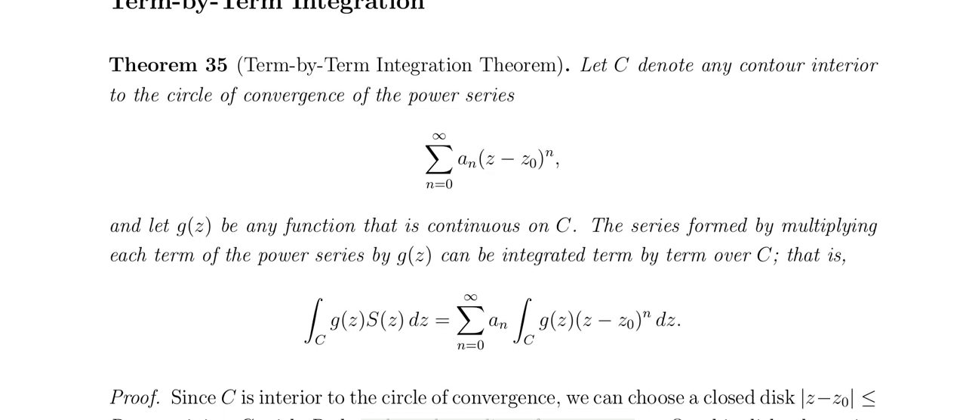So this is the term by term integration. Let C denote any contour interior to the circle of convergence of the power series summation a n (z minus z0) whole power n. Let G of z be any function that is continuous on C. The series formed by multiplying each term of the power series by G of z can be integrated term by term over C. So the integral over C of G of z s of z dz equals summation a n integral over C of G of z (z minus z0) whole power n dz.